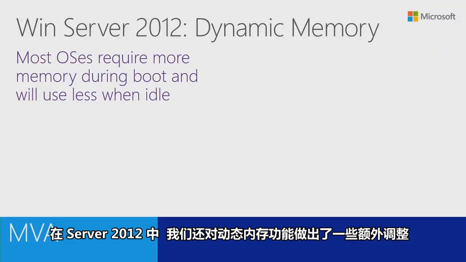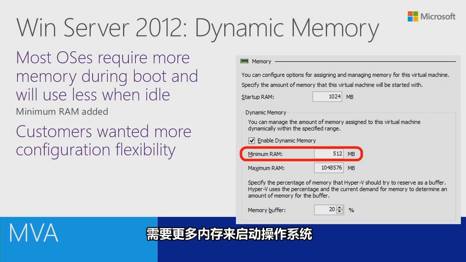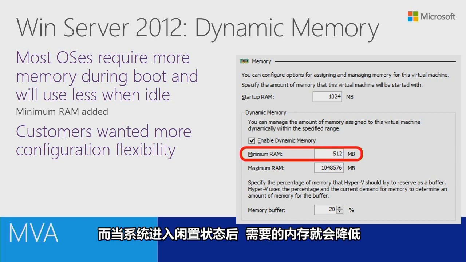With Server 2012, we've made some additional changes to dynamic memory. One of the things we added is, as we had startup memory before, we now have a minimum amount of memory. Generally when an operating system starts, it wants a little more memory for boot time activities and bring-up of the operating system. Startup memory in this example is a gigabyte. But over time, as the operating system boots and the system goes idle, it could fall below the startup amount of memory.